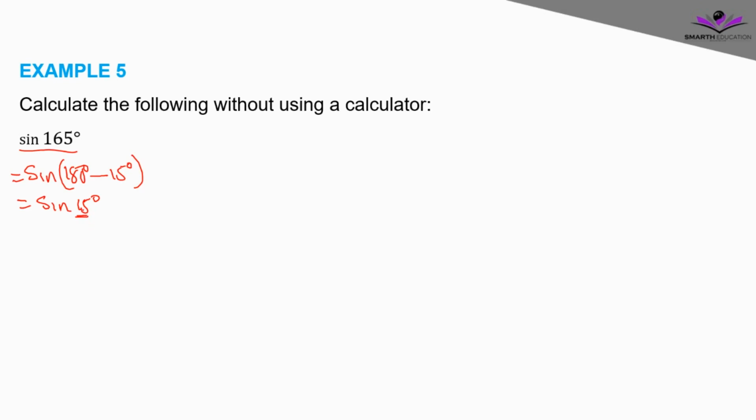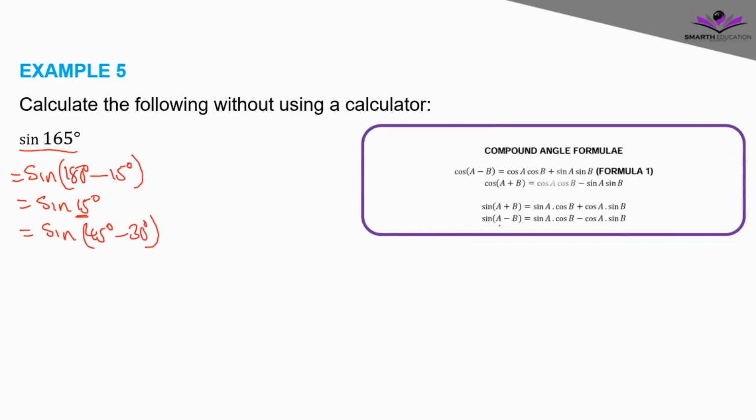But now, how do we simplify this? We can use special angles. How can we get 15° from special angles? We can say 45° minus 30°. So this is like sin(45° − 30°). Then we use our formula. Let's use this one. This is going to be sin 45° cos 30° minus cos 45° sin 30°. So these are special angles.